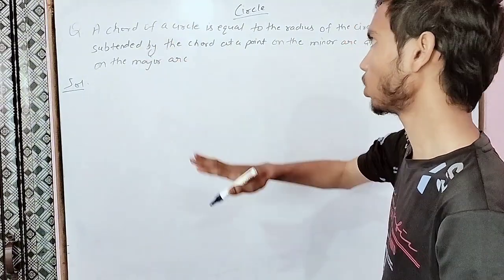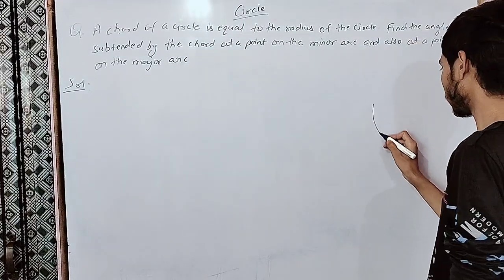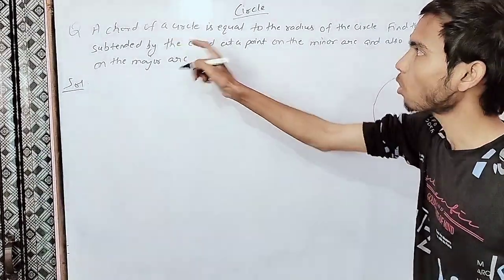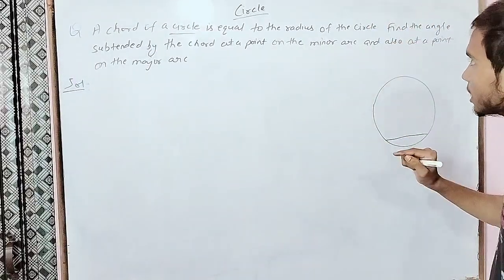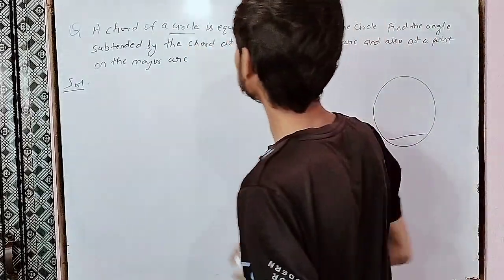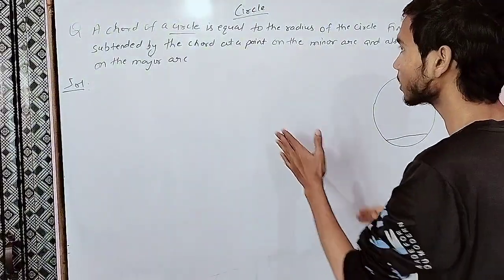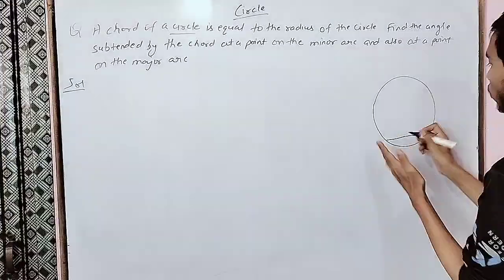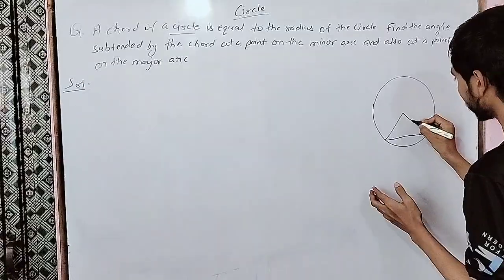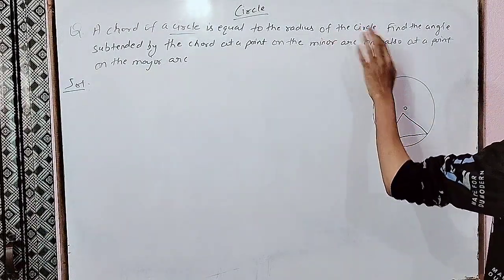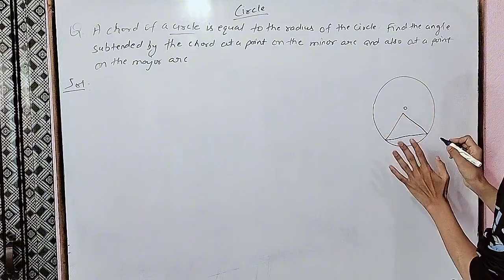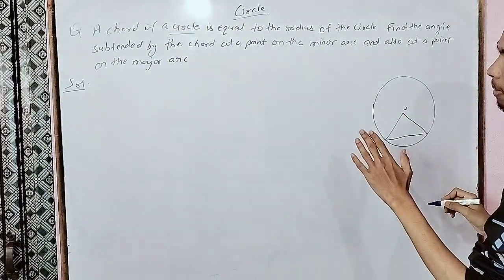So, a chord we know. For example, here is a chord of a circle. We have drawn a circle. Now there is a chord. The chord is equal to the radius. Now carefully understand this statement. It is saying the measure of the chord is equal to the measure of the radius of this circle. Find the angle subtended by the chord.